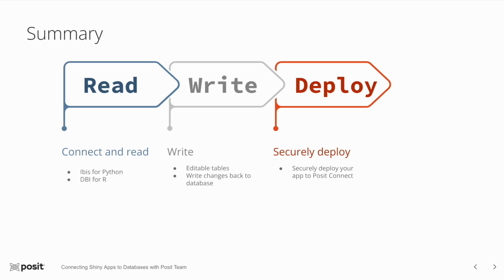So now, just to summarize what we talked about today, you saw how to create a Shiny app that reads from and writes to a database. We used IBIS for the Python app to build a connection to DuckDB and read in a table. For the R version of the app, we used the DBI package for the same task. Then, to allow users of the app to make changes to the data, we created an editable table that lets you set a flag value. We then wrote the changes made by the user back to our original database table. And then we deployed the app to Posit Connect and discussed two possible ways to securely deploy your app.